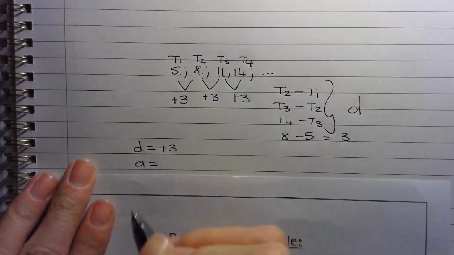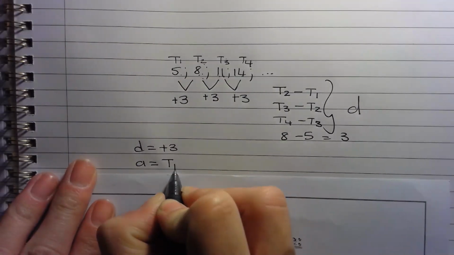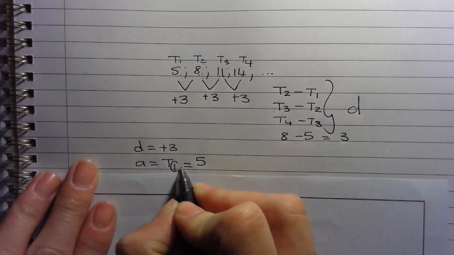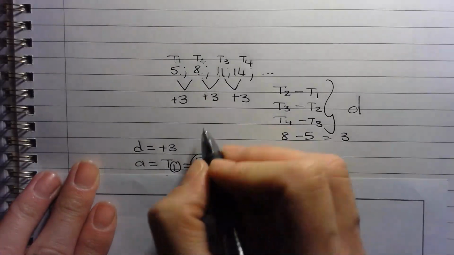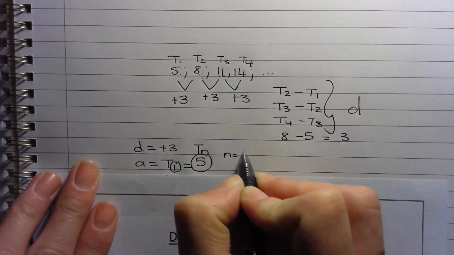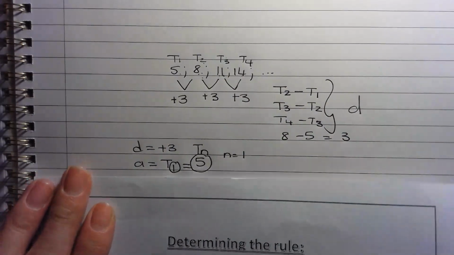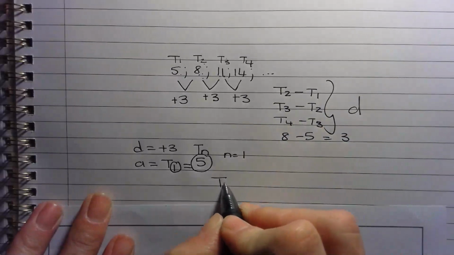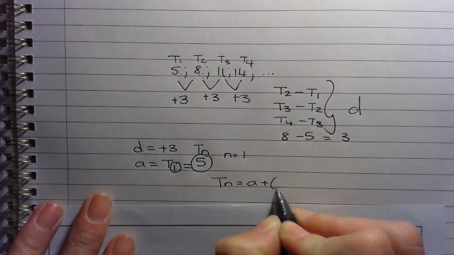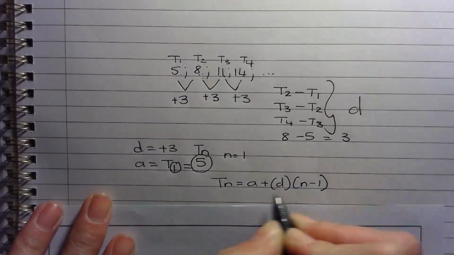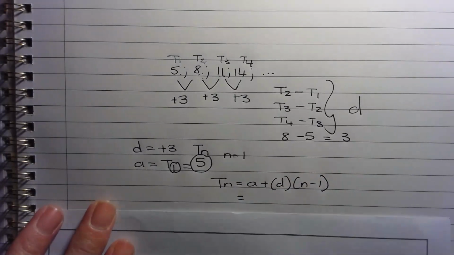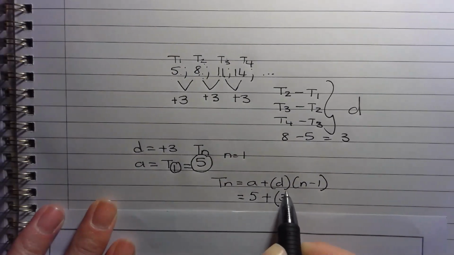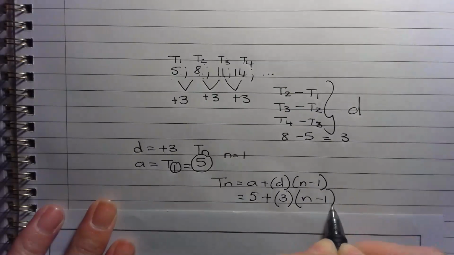Then I want you to find your a value. Your a value is your first term, your first number in the pattern, which is 5. So 1 is the position, 5 is the value. So 5 is the Tn, and the n is 1 at that position. But now we're trying to make a general rule for this question, so we're going to work with Tn equals a plus d into n minus 1. What's my first number in this pattern? It is 5. What is my difference? It is 3. And then n minus 1.